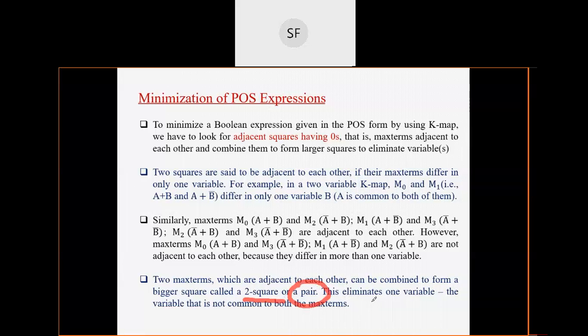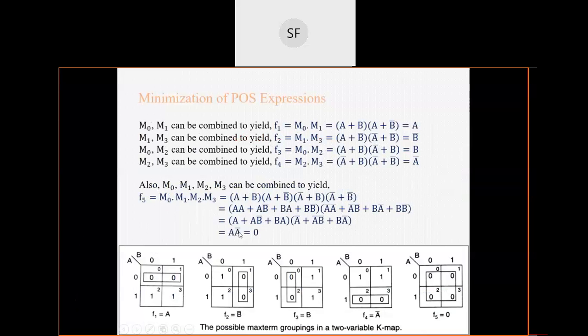And whenever you do this combination, whenever you represent the two cells by a pair, what does the pair do? Pair actually eliminates one variable. Out of the two, the pair will eliminate one variable. And which variable will it eliminate? The one which is not in common. Okay. So it will make more sense to you when we see the example related to this. So this much is the theoretical part. Now we will see the example.